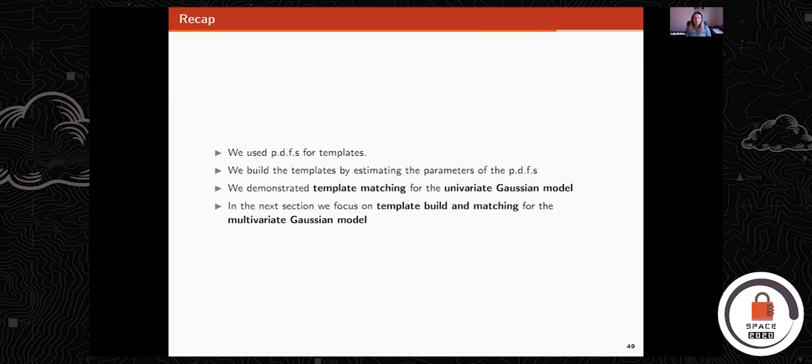So we showed how to use PDFs for templates and how to build them, and then finally template matching for this univariate Gaussian model. Again, reminding you that univariate means considering just one point of interest. There are a few more slides showing this for multivariate, and I will just go quickly over that.